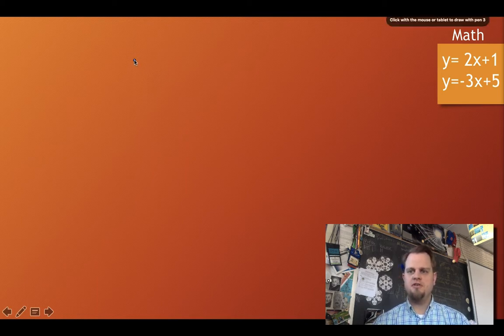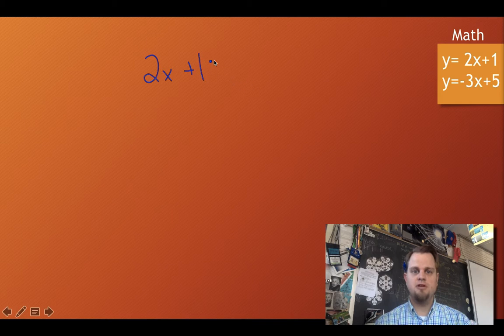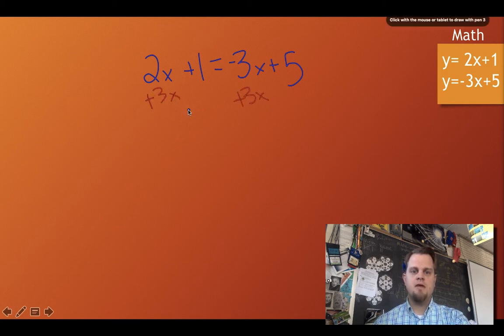Now, if you're going to solve a system like this, y equals 2x plus 1 and y equals negative 3x plus 5, well, you go ahead and you set them equal to each other. So you say 2x plus 1 equals negative 3x plus 5. Nice and easy there. But now you've got these x's on both sides and numbers on both sides. So you have to simplify it. I'm going to add 3x to both sides. And that gets me left with 5x plus 1 equals 5.